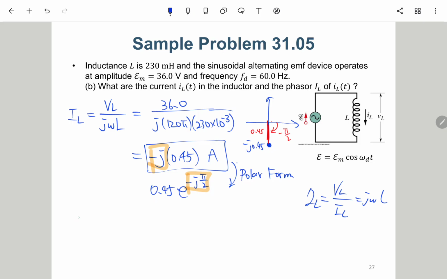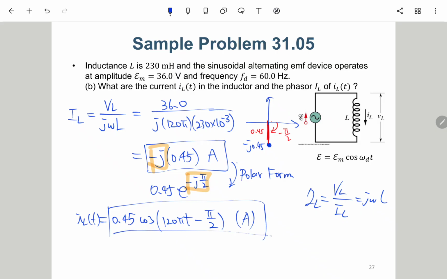And if we convert it back to the time domain function, IL of t will be 0.45 cosine 120 pi t minus pi over 2 A. Okay, so this is a time domain function.